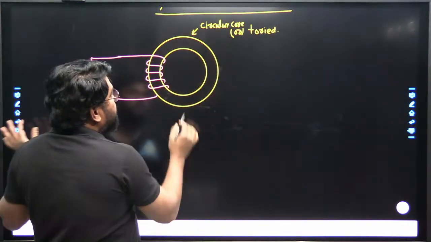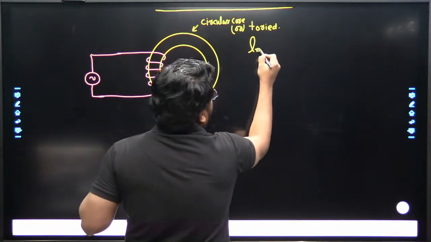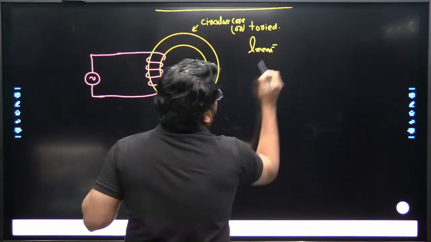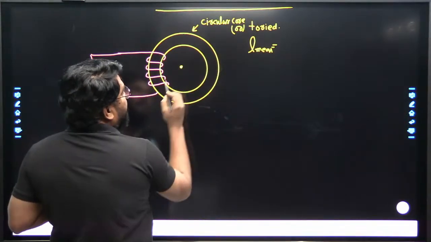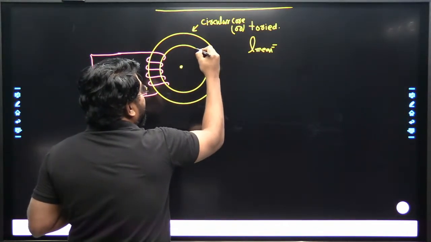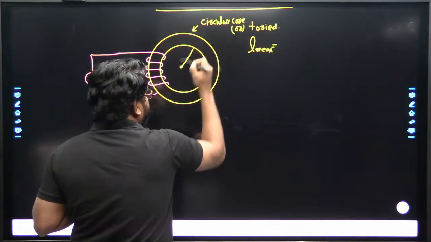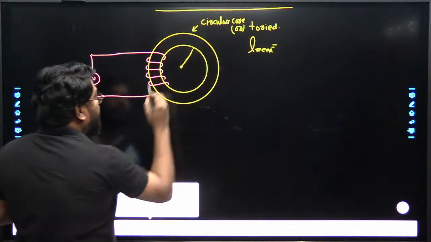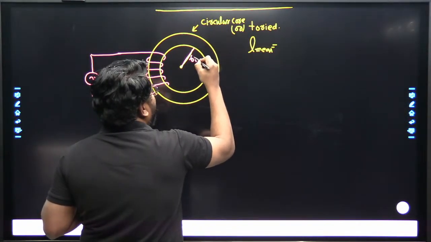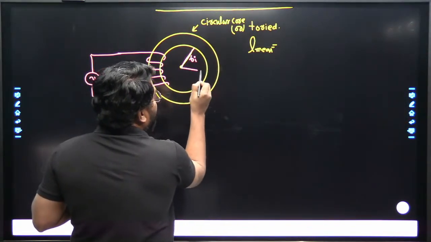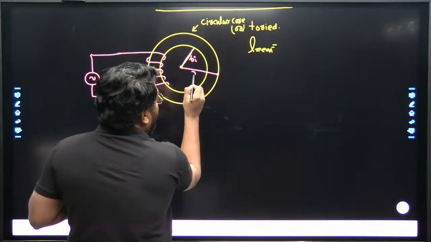Sometimes we have a question: what is the length here? The mean length of the toroid. How do we get the mean length? Suppose we have this center, and this radius is the inner radius, Ri. And this one is the outer radius, outer radius here, that is Ro.